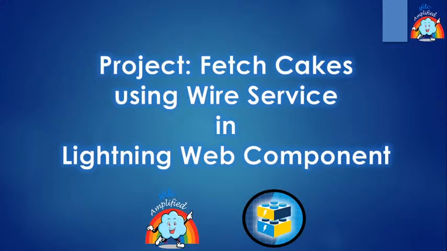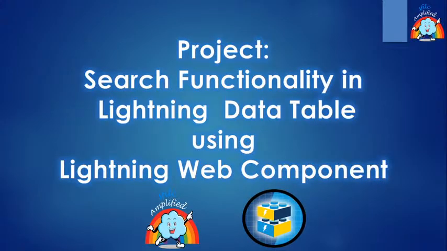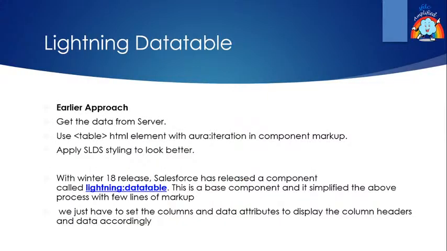Now our important use case is the search functionality in Lightning data table using Lightning web component. Let's see how exactly it works. Let's understand what Lightning data table is and how it works, because it is a very common use case. The earlier approach was to get the data from the server, use the table HTML element, use iteration in the LWC component markup, and then apply SLDS styling to it.